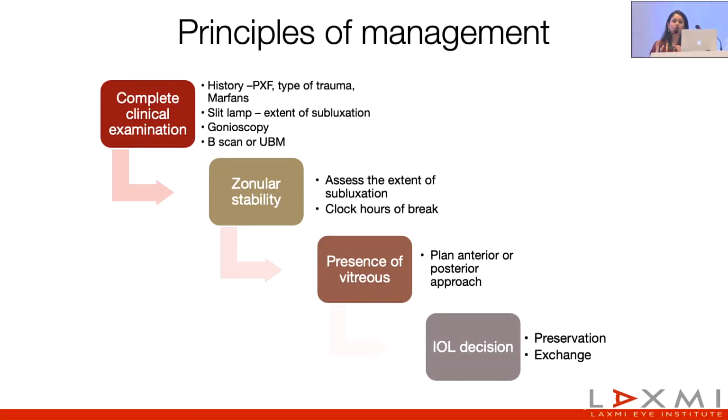So a good gonioscopy can help you understand how the angle is, do a B scan or a UBM, and then assess for the clock hours of break. We need to know, can we fix the same? Can we use another lens? Presence of vitreous will tell you whether you do an anterior or posterior approach. And then, of course, the most important, whether you are going to use the same lens or would you like to exchange it?